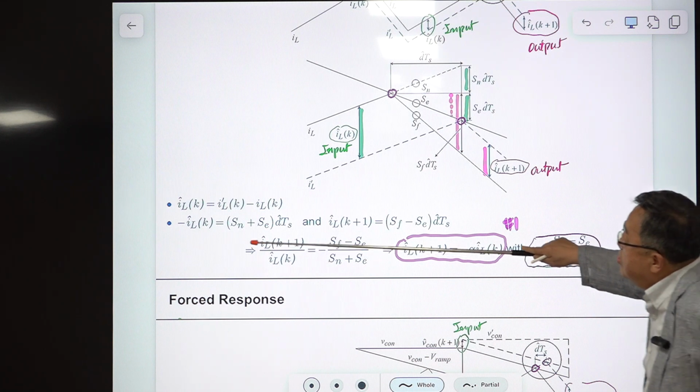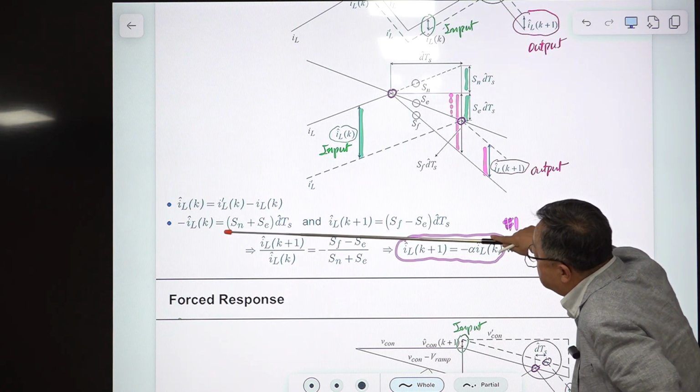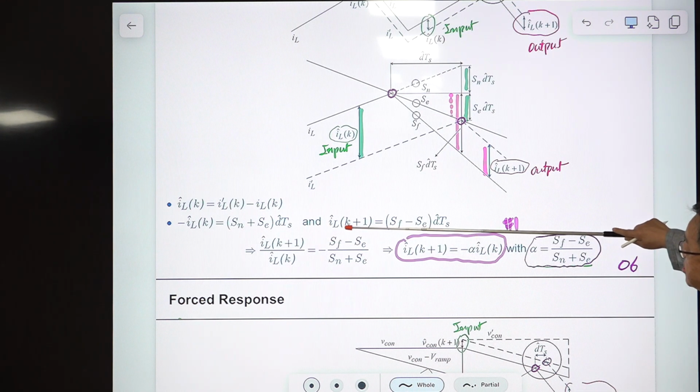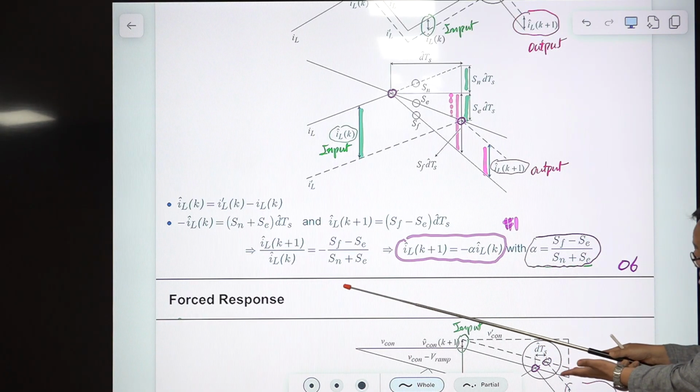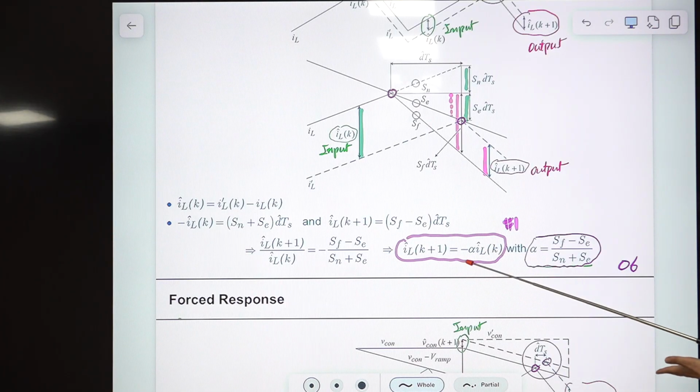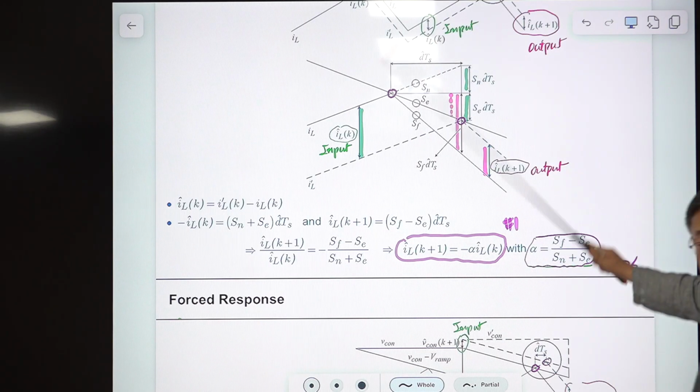Okay, so this ILK is given by this, ILK plus 1 is given by this. You find out the ratio between them, which is this. Then you define alpha with this number. Then this IL hat K plus 1 is minus alpha times IL hat K. Okay? This is an extremely simple difference equation. So you have this, right? From this geometrical construction. Then you should have another one.